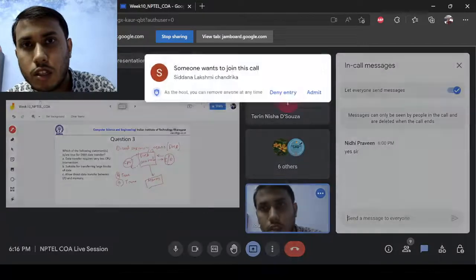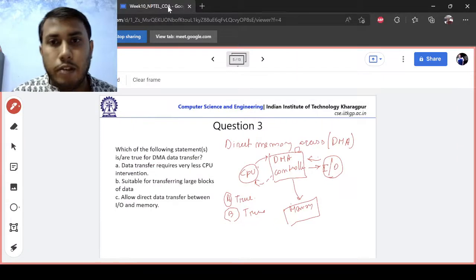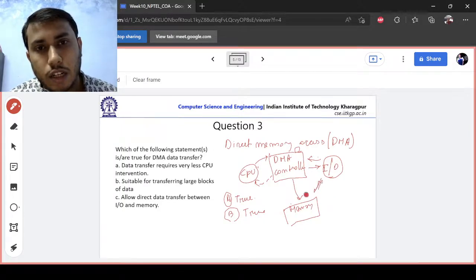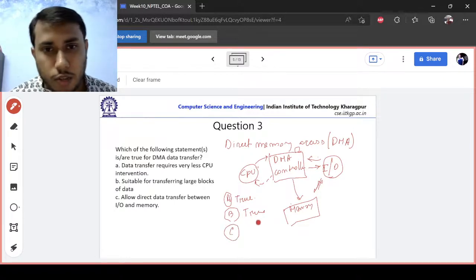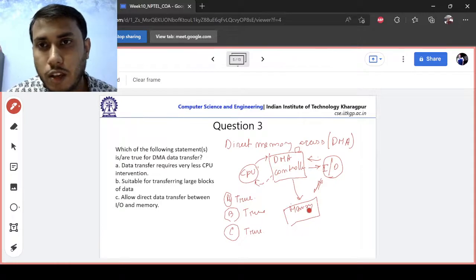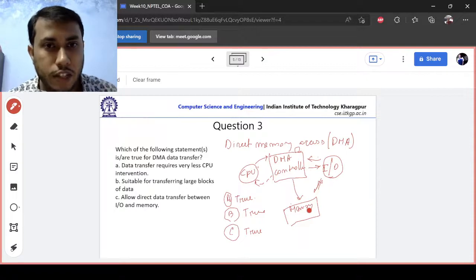Option C is allow direct data transfer between I/O and memory. Yes, it allows direct data transfer between I/O and memory. It doesn't require the intervention of the CPU, so it solves the issue that if you have a slow I/O device, the CPU doesn't have to have the responsibility. So options A, B, and C, all three are correct. If you have any doubt, you can ask regarding this.